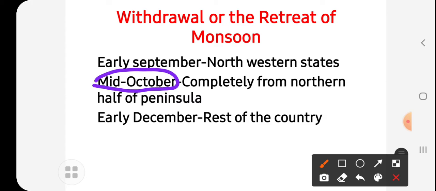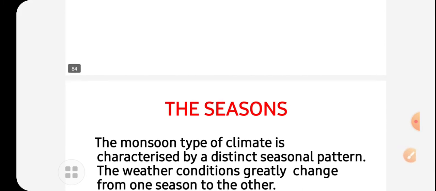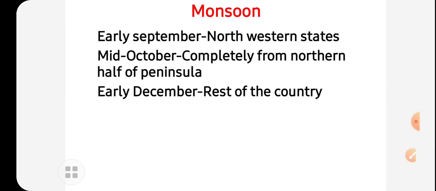Now they don't take any influence of rainfall. In early December, the rest of the country comes in contact, which means this is called the retreating monsoon.